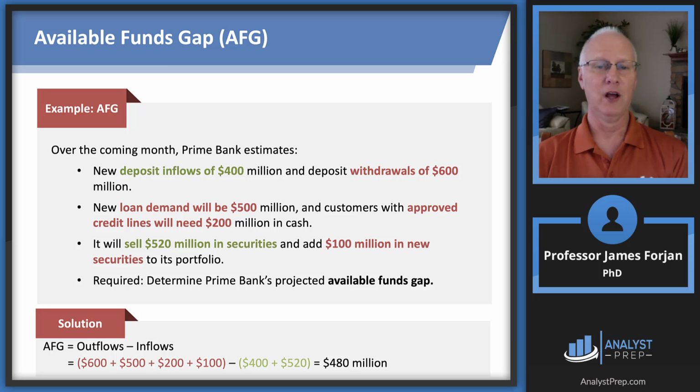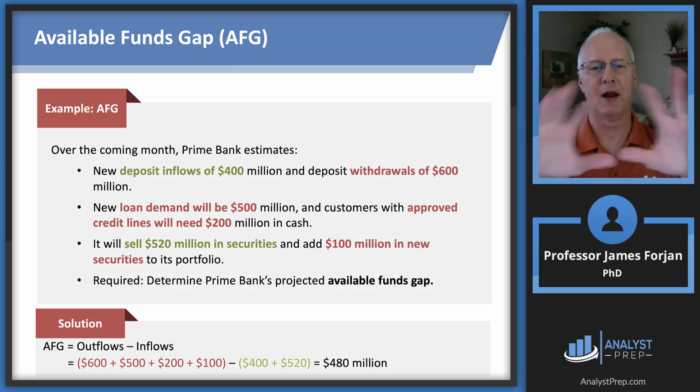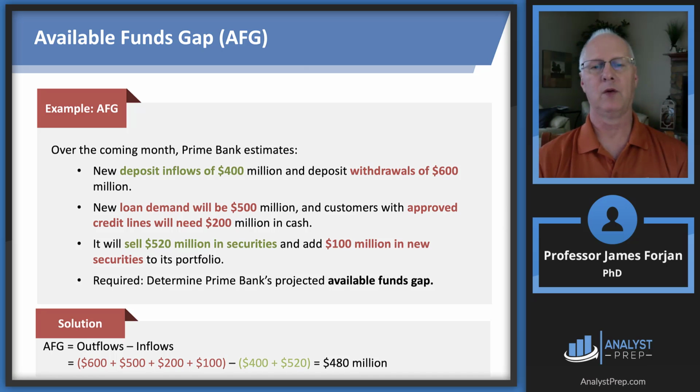All right, so, oh my gosh, we've got lots and lots of good stuff happening over on our assets. We're going to sell $520 million in securities. So kind of think about all those securities that we've just recently discussed. $100 million in new securities added to the portfolio. So compute the projected available funds gap.